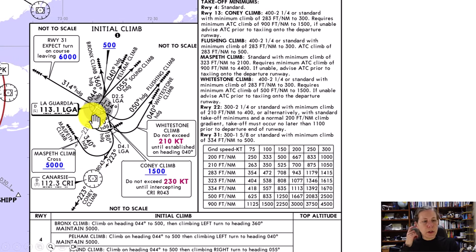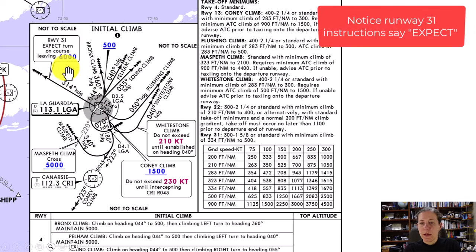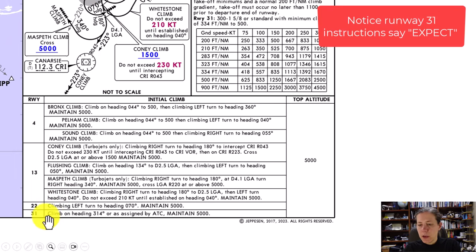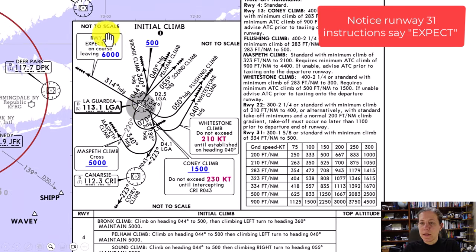Okay, then I also wanted to point out that some of these say expect, like this one on this climb here from runway 31. So if you take off runway 31, it's just climb heading 314 degrees or as assigned by ATC, maintain 5,000. It just kind of says expect to go on course leaving 6,000, but generally this happens.